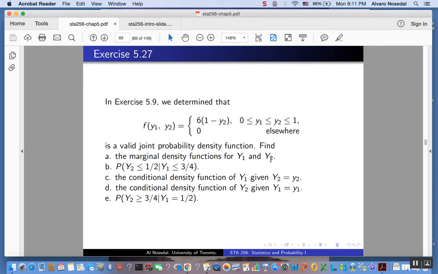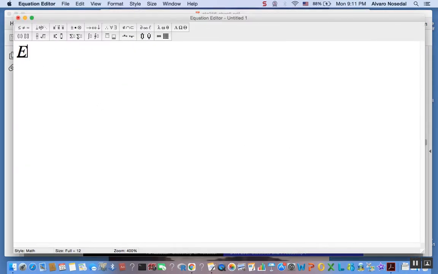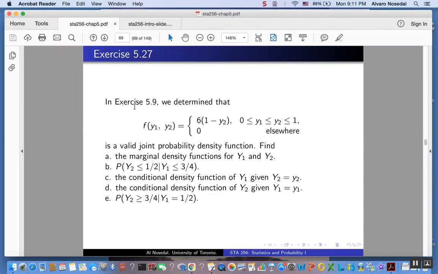Let me change notations here. Instead of y1 I'm going to be using x, instead of using y2 I'm going to be using y. Okay, so here we go. Exercise 5.27. Again, first let me change labels, if you will. Instead of using y1 I'll use x, instead of using y2 I'll use y.